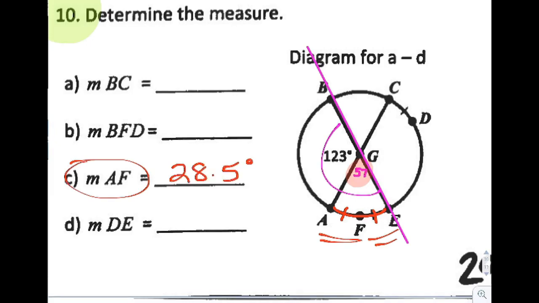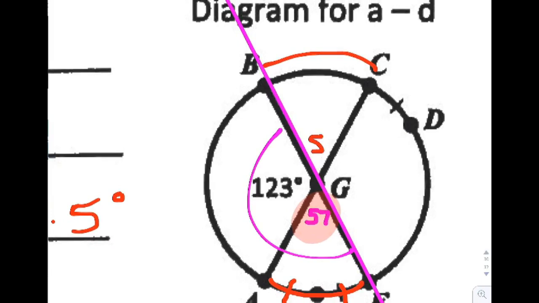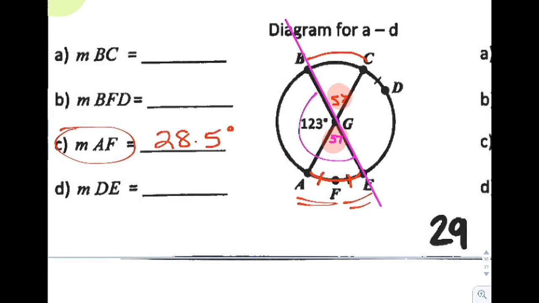A to F, that arc is 28.5. It's almost like there's a central angle cut in the middle there, and they're both half of 57. BC is this arc at the top. Well, if that's 57, so is that, because they're vertical angles. That's one way to look at it, which means a central angle of 57 leads to an arc of 57. Letter B says the measure of BFD. Measure of B to F to D.